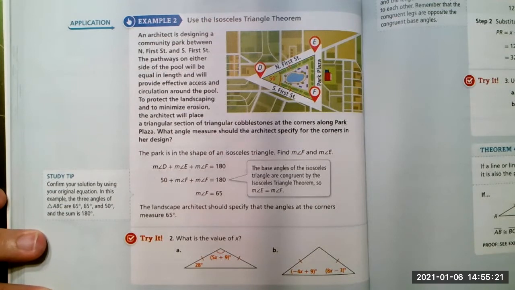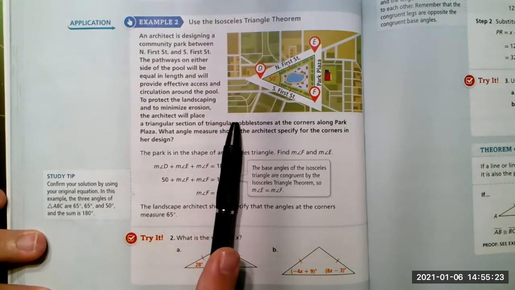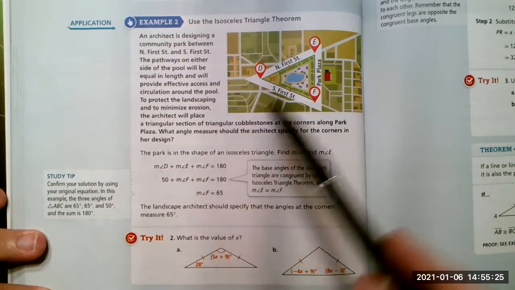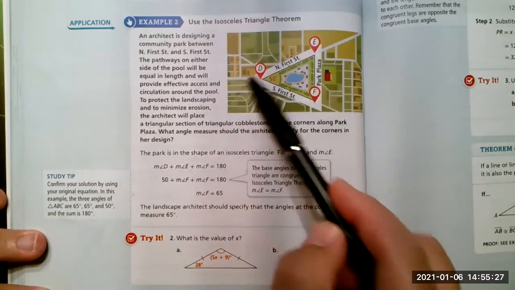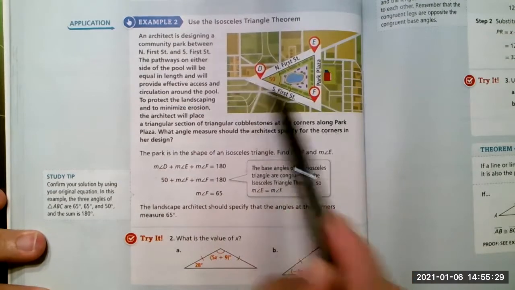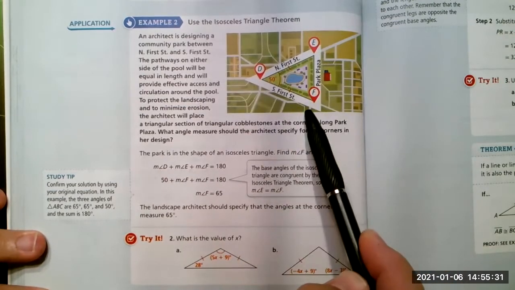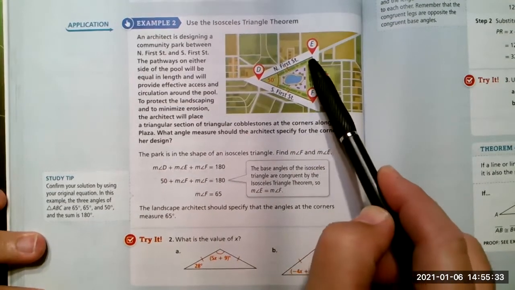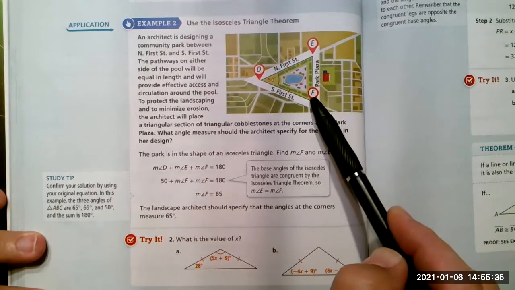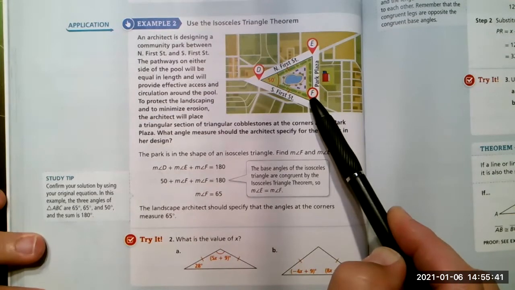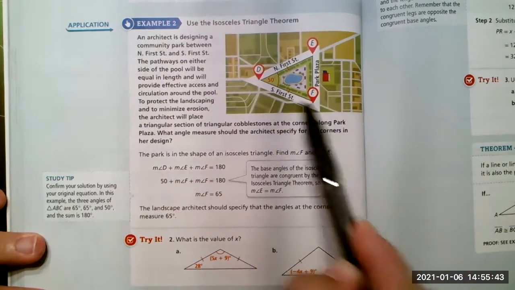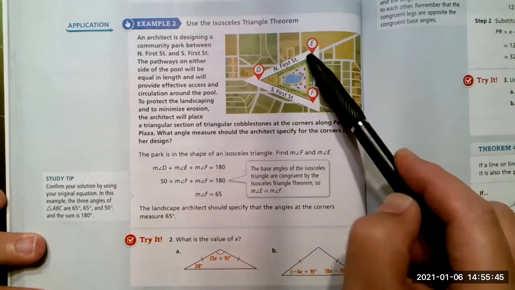The reason this connects back to theorem 4.1 at the top of the page is because we know that if these two side lengths, DE and DF, are the exact same length, then these two base angles, angle E and angle F, have to be the same. That's just a property of isosceles triangles. That's always true: if the two side lengths are the same, then the two base angles have to be the same.